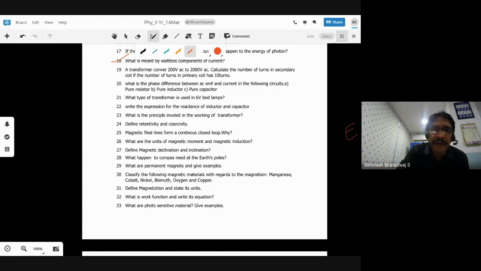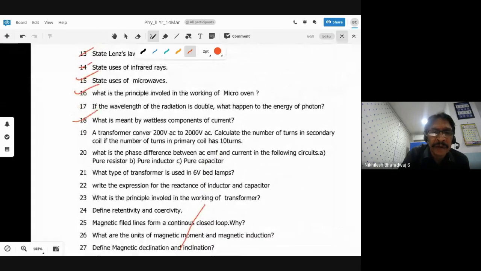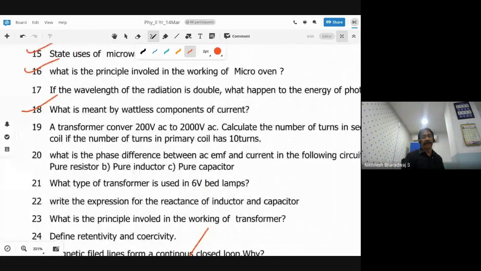What is meant by wattless component of current? If you take any AC circuit having inductance or capacitance, what is the phase difference between the voltage and current? Pi by 2. Then what is the power? P is equal to VRMS into IRMS into cos phi. Cos pi by 2 is 0. So power becomes 0.